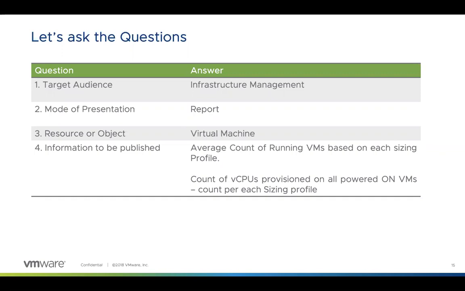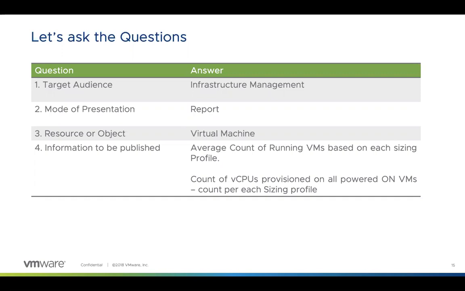Now, what kind of information do they need to publish? It's mainly two things. The average count of running VMs based on each sizing profile. They have a specific sizing for small, which is not exactly 2 vCPU, 4 GB, but anything less than 3 vCPU and 4 GB RAM is classified as a small VM. Similarly for medium, large, and XL. We'll get into the details of that.